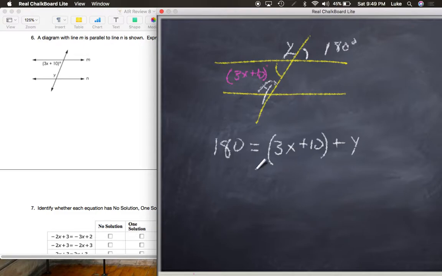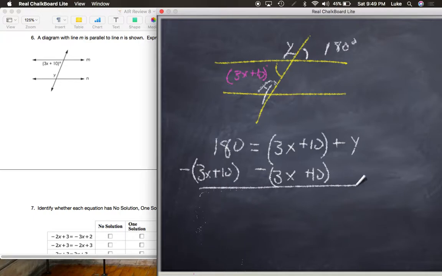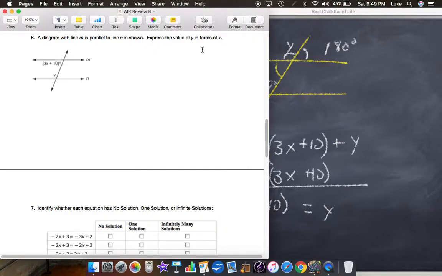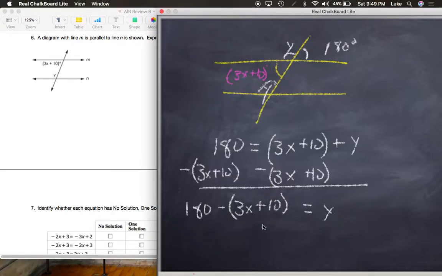Easiest way to do that is to subtract all of this, 3x plus 10. We're going to keep the parentheses around it, subtract everything here, and that gives us y alone, and we're going to subtract 3x plus 10 on both sides of the equation. So now that will give us y equals 180 minus (3x plus 10). And that is what our answer will be for this diagram, expressing the value of y in terms of x. So y equals 180 degrees minus (3x plus 10).